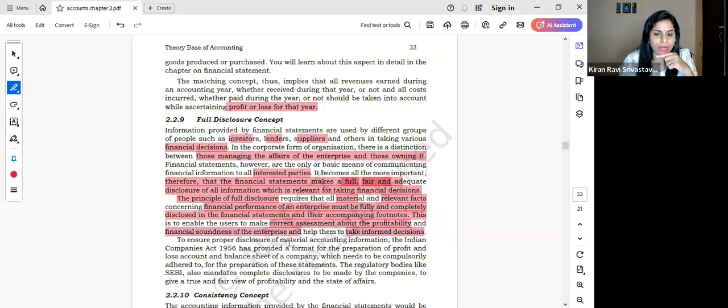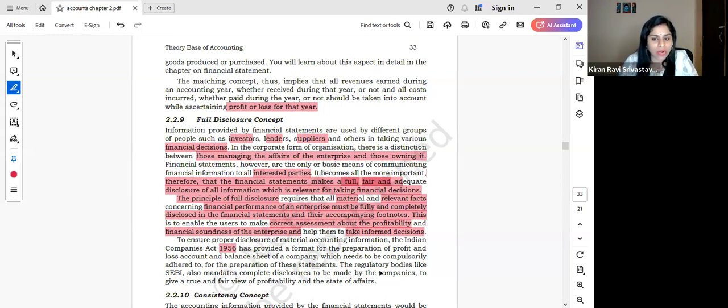To ensure proper disclosure of material accounting information, the Companies Act 2013, earlier the Companies Act 1956, has provided a format for preparation of the profit and loss account. When we studied accounting, it was the Companies Act 1956, but now it has been revised and become the Companies Act 2013. Based on this format, each and every company will draft its profit and loss account and balance sheet.